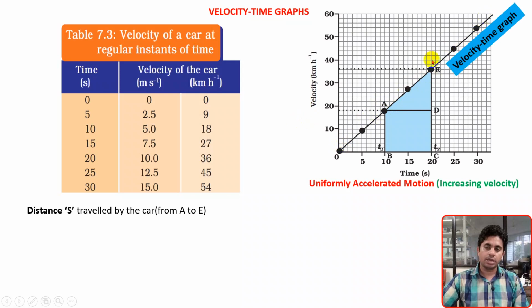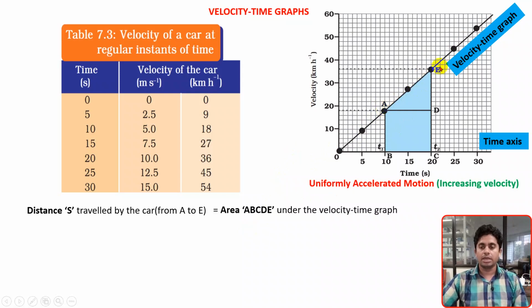This line is the velocity time graph and this line is the time axis, right? So this is the time axis and this is the velocity time graph. On the velocity time graph, to travel from point A to point E, we want to calculate the distance traveled by the car. And as we know, the area under the line gives the magnitude of the displacement. So the area under the line AE will be area A, B, C, D, E, A. I will complete it. So A, B, C, D, E, A. That area will be under this velocity time graph, right?